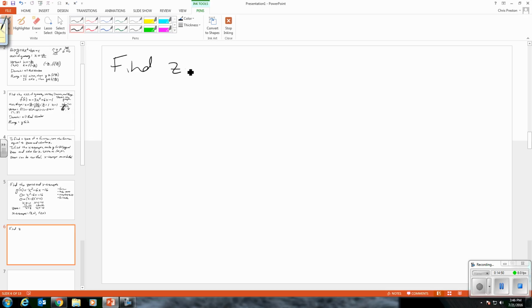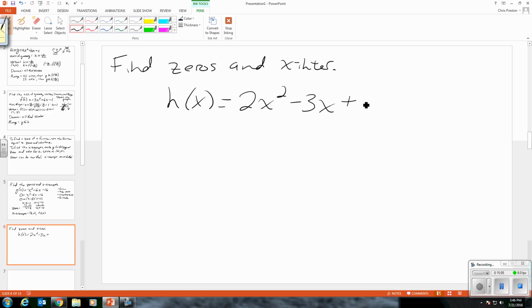So, find zeros and x-intercepts. All right, let's say we have h of x equals 2x squared minus 3x plus 7, and I'm going to set this equal to 0. 2x squared minus 3x plus 7. Well, it doesn't factor. Oh, okay, that's fine. Remember, that's not the only option I have.